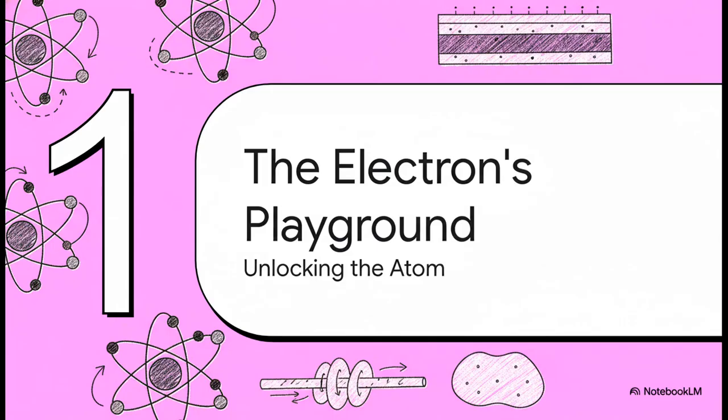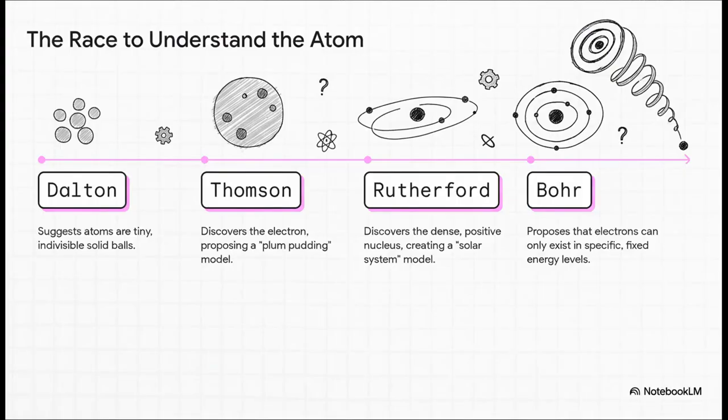Okay, so to understand why copper conducts electricity and rubber doesn't, we have to start small. We have to understand the playground where our electron lives, the atom. The properties of every single material you've ever touched are decided right here, at this unbelievably tiny scale. Now, our picture of the atom didn't just pop into existence. It was this amazing scientific relay race.